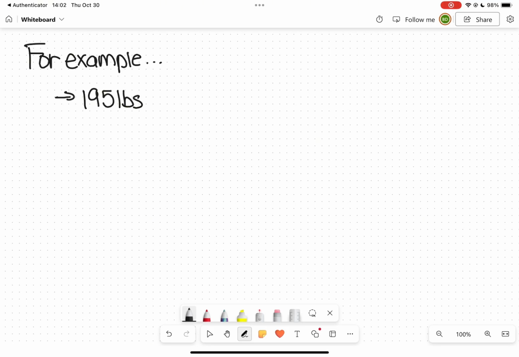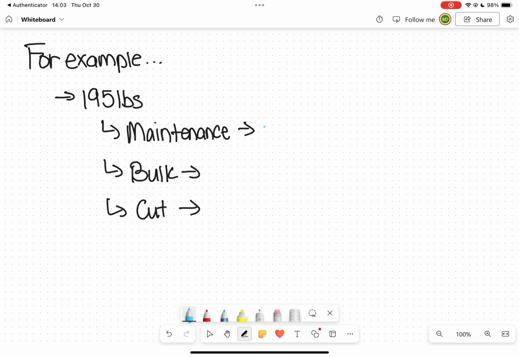I'm about 195 last time I checked, and let's say I wanted to go on a bulk. How are we going to determine what those calories are? Let's plug and play into our previous formula. We're going to look at bulking and cutting after, but for maintenance right now, I'm going to use 15 because that's a good middle number for my current lifestyle. Multiplying that by 195 gives us 2925 calories per day.